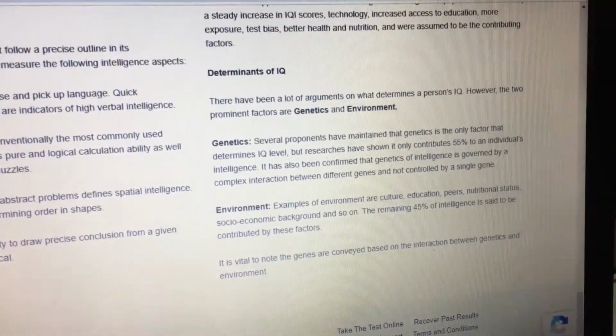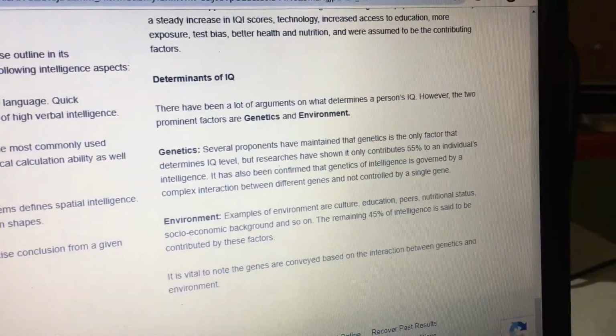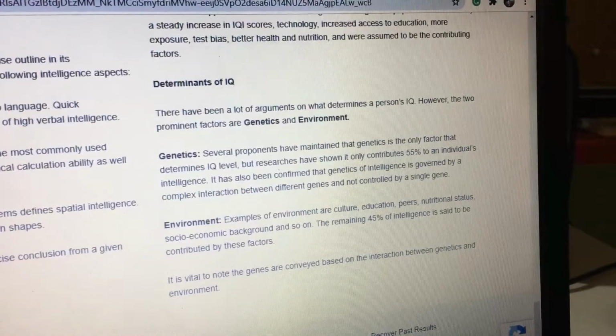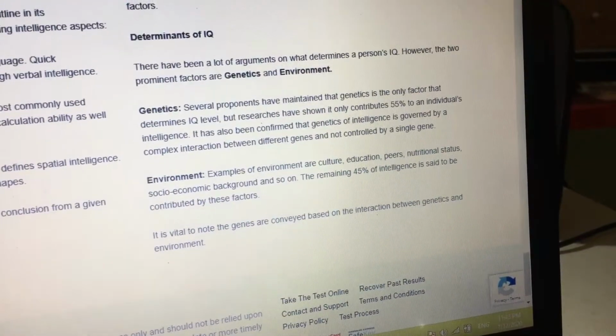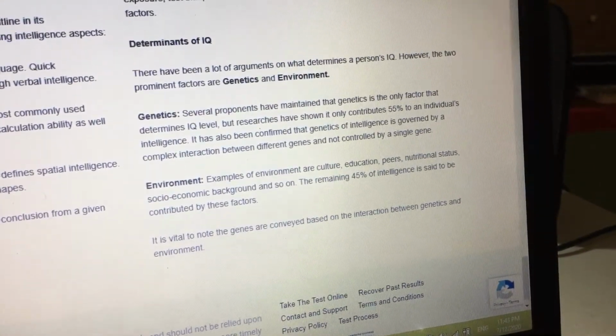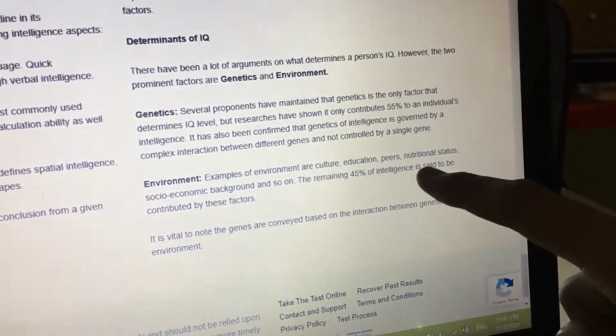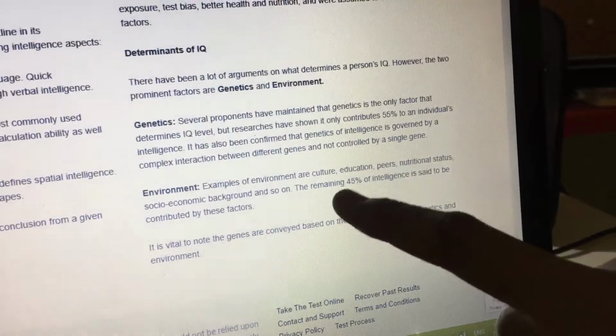It says here that it's influenced by genetics and environment. Researchers have shown that genetics only contributes 55% to an individual's intelligence, and the remaining 45% of intelligence is said to be contributed by environment. Some examples are culture, education, peers, nutritional status, socioeconomic background, and so on.